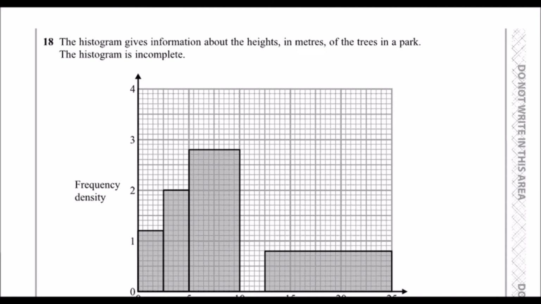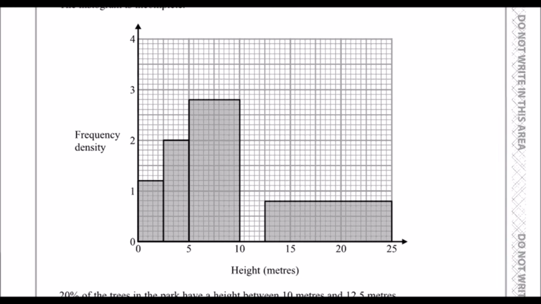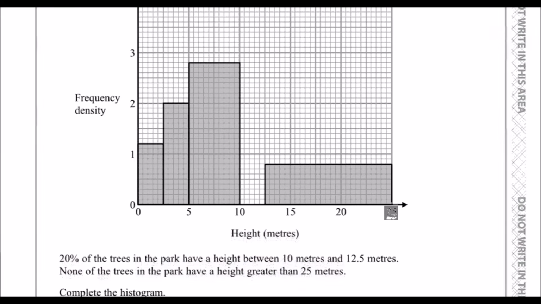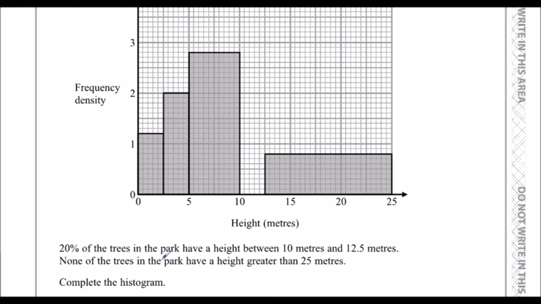Question 18. The histogram gives information about the heights in meters of the trees in a park, the histogram is incomplete. So we are told 20% of the trees in the park have a height between 10 and 12.5 meters. So that's the missing bar. The missing bar is 20%, which means the rest of the bars that are drawn must be 80%.